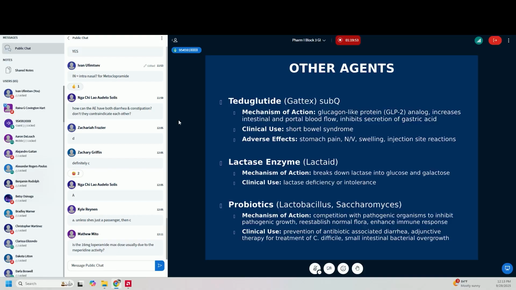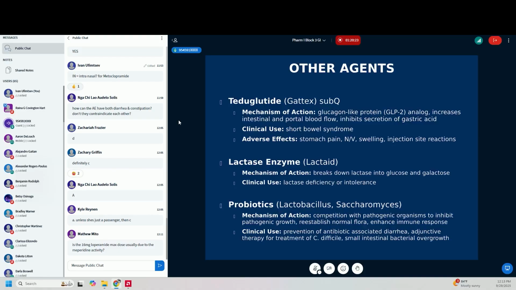Lactase enzyme, or this is your lactaid, is going to help our patient break down lactose so that they don't have a lot of the symptoms that come from being lactose intolerant, like the diarrhea. So it helps them be able to eat certain things. And then your probiotics: sometimes we will prescribe these with some of our antibiotics to help put back the good bacteria. It helps inhibit the bad growth and tries to reestablish the normal flora that are supposed to be in there.